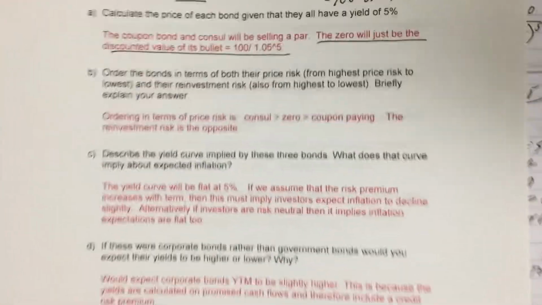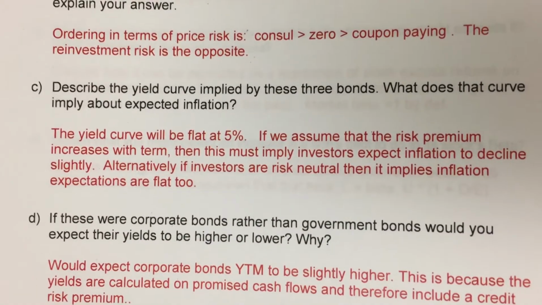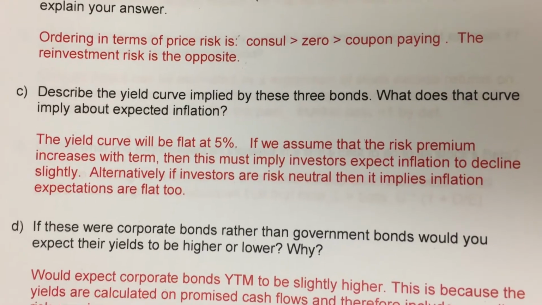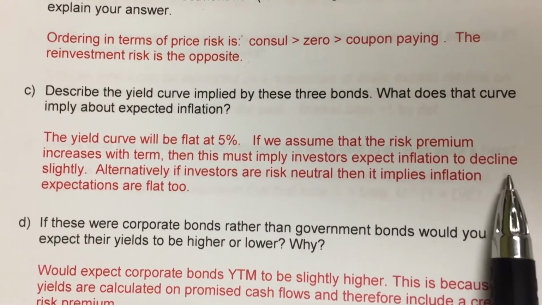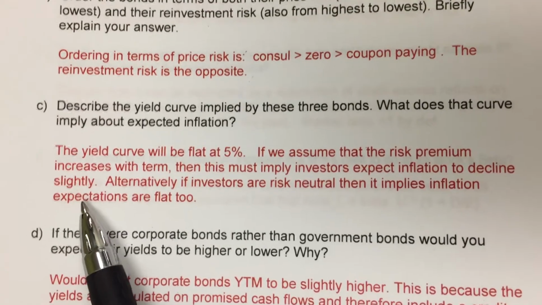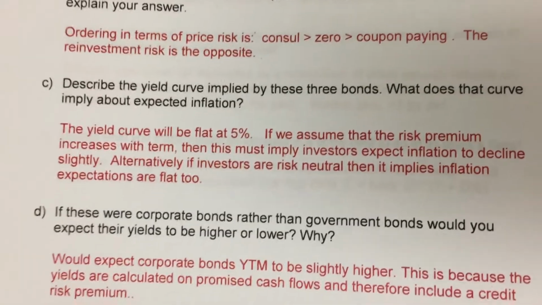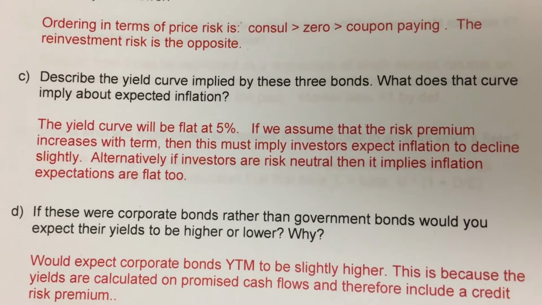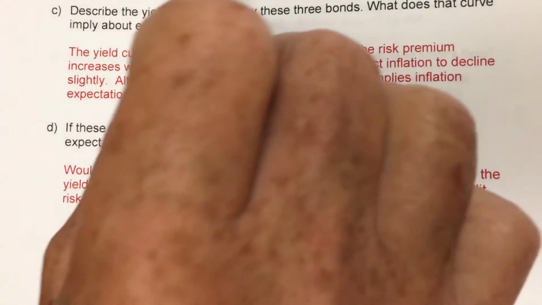Since the yield curve is going to be flat and there's no upward fluctuation in the 5%, we are assuming that the buyers are going to assume that inflation will decline slightly. If inflation went up at all, they would be falling behind inflation. So since they bought a bond which is fixed for 5 years at 5%, we have to assume that they're assuming that inflation is going to decrease a little bit.